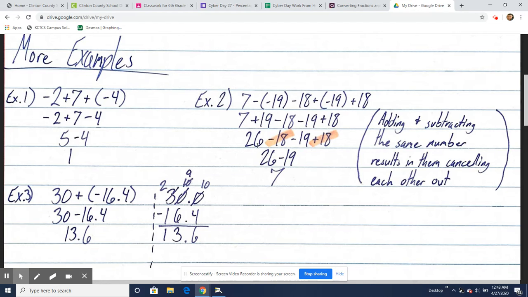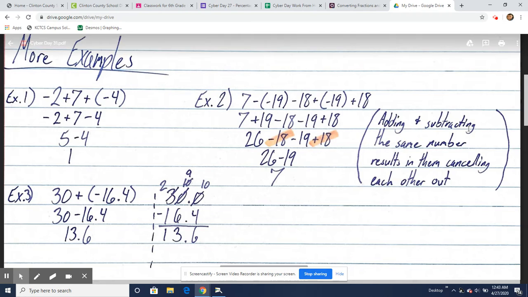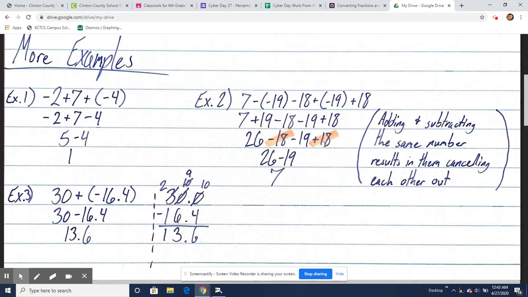Now, here's where I'm going to show you the little skip ahead. Since we have a negative of a certain number and a positive of the same number, those two cancel out. So adding and subtracting the same number results in them canceling each other out. We're subtracting 18 and also adding 18. So let's say 0 minus 18 plus 18, go back to 0, nothing happened. They cancel out. Another thing that could have canceled out up here was positive 19 minus 19. So when those cancel out, we would be left with an answer of 7.